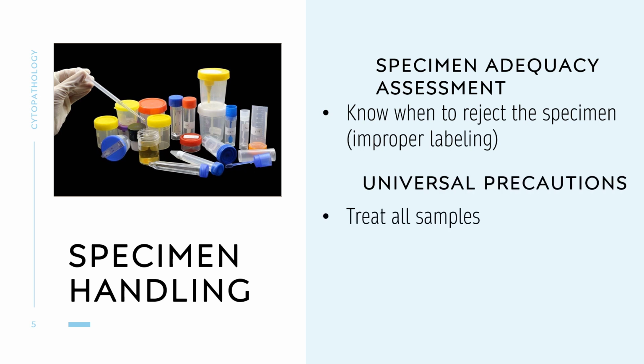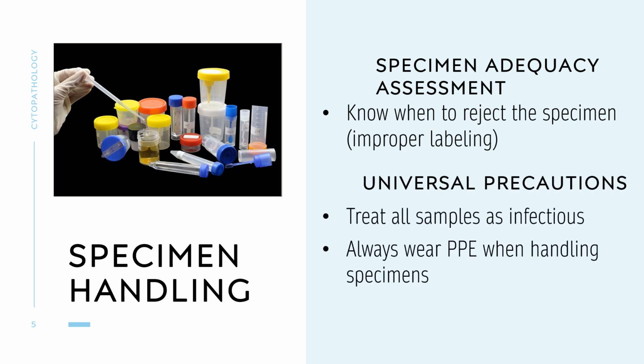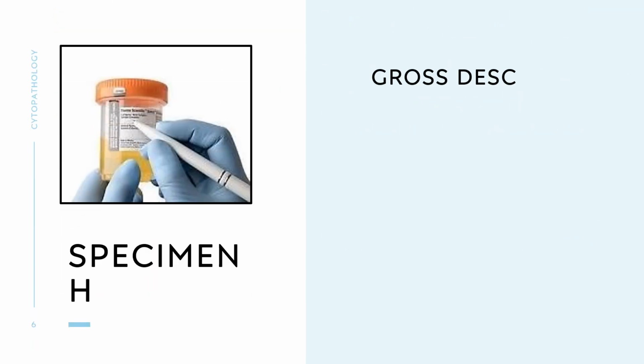So specimen handling, specimen adequacy assessment, you should know when to reject the specimen. So primarily, improper labeling is already one reason for a rejection. So universal precautions, of course, you should treat all samples as infectious. Always wear PPE when handling specimens.